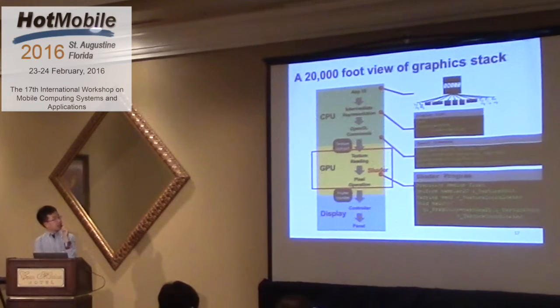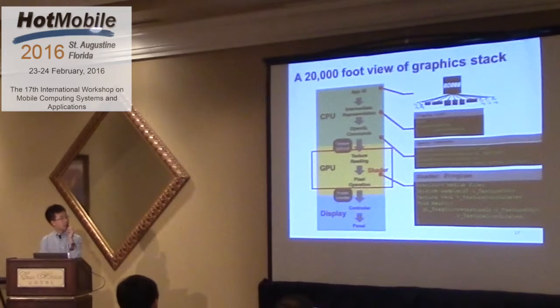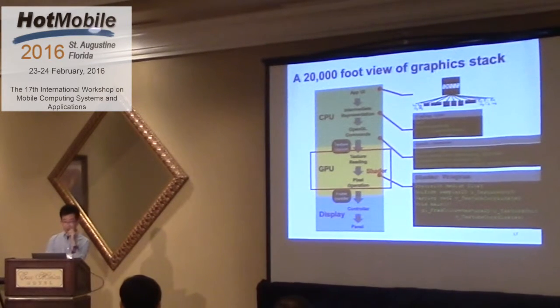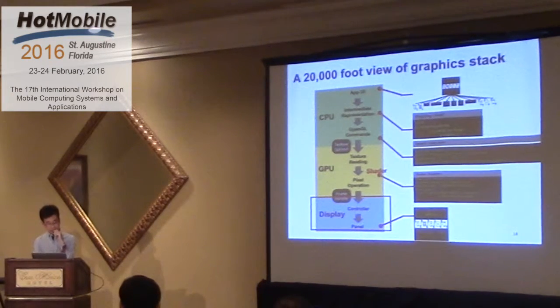In the next stage, the GPU will load the texture to its memory, and then execute shaders to draw every pixel. At the end of this stage, the GPU will produce many surfaces. In the last stage, the display controller will blend many surfaces into a final frame, and then the final frame will be displayed on the display panel.